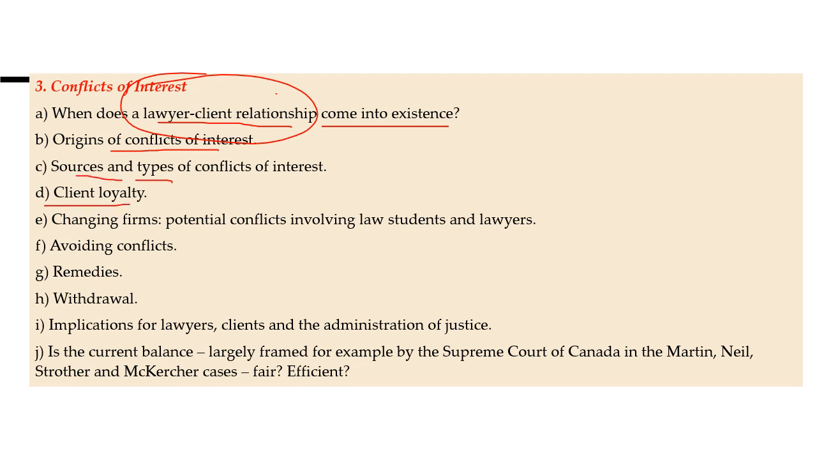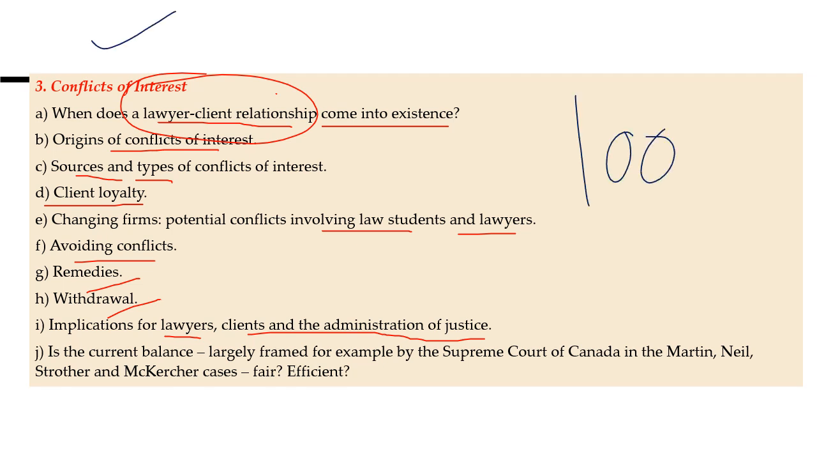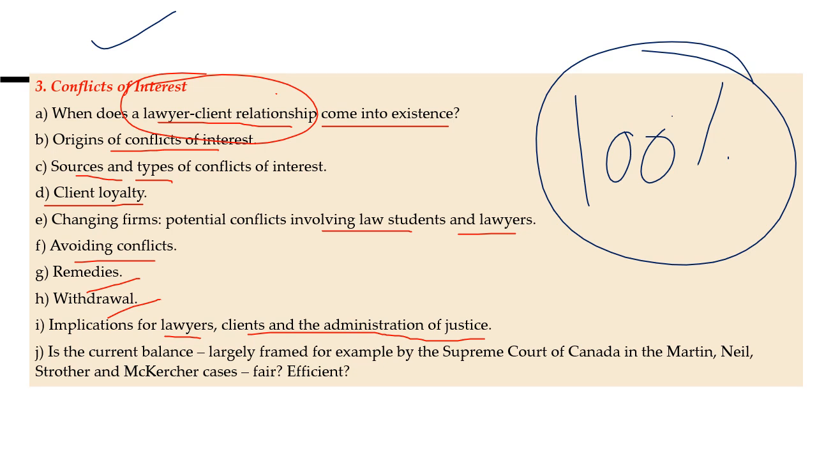Then client loyalty, changing forms, potential conflicts involving law students and lawyers, then avoiding conflicts, what remedies are available, how withdrawal happens, and the implications and consequences for the lawyer, the client, and the administration of justice if conflict of interest happens. And here I would like to tell you one thing: in the examination you are going to get a question related to this topic, conflict of interest, 100%.